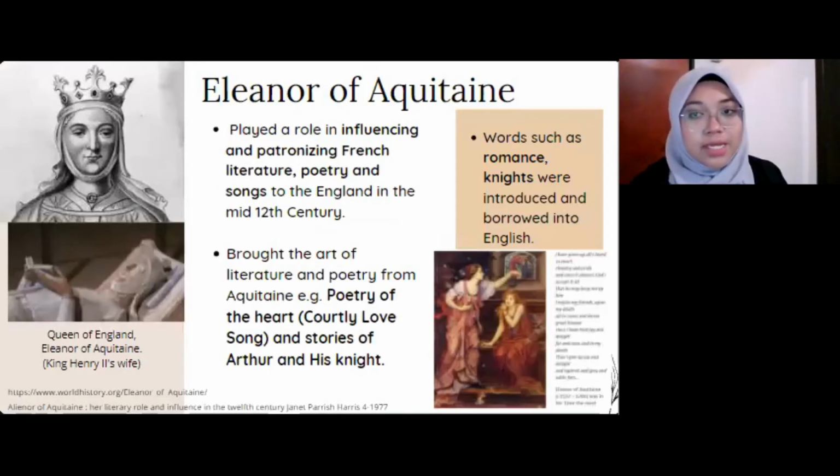Not only because of Henry, England was influenced by the French language in the administrative and judicial system. Henry's wife, the passionate Queen Eleanor of Aquitaine, also played an important role in influencing and patronizing French literature, poetry, and song in the land in the mid-12th century. It was she who had brought the art of literature and poetry from Aquitaine, her homeland, such as the poetry of the heart, courtly love songs, and the story of Arthur and his knights. Also, because of the Queen, words such as romance and knight were introduced and borrowed into English.